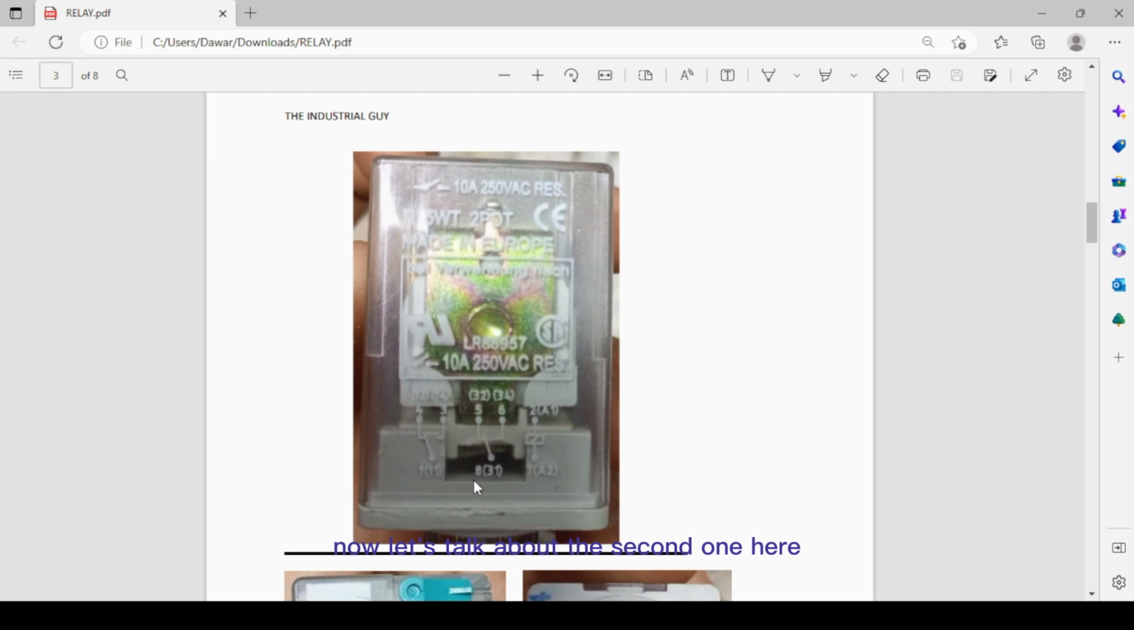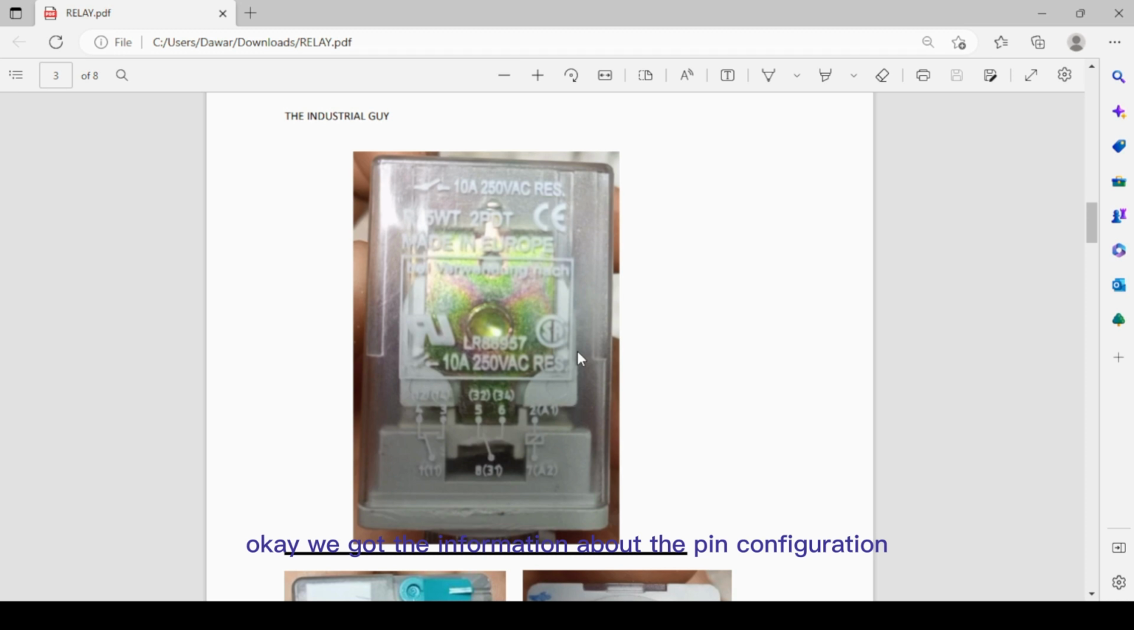Now let's talk about the second one. Here pin number 8 is the common point, and pin number 5 is the normally close point. You can see pin number 6 is the normally open contact of this set. Pin number 7 and pin number 2 are the coil terminals.